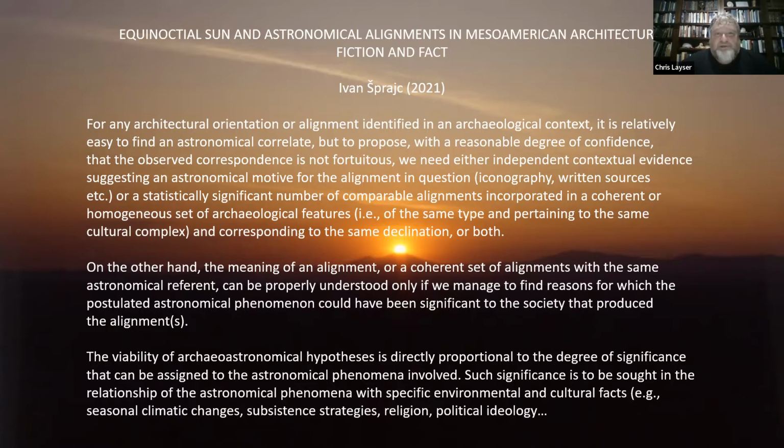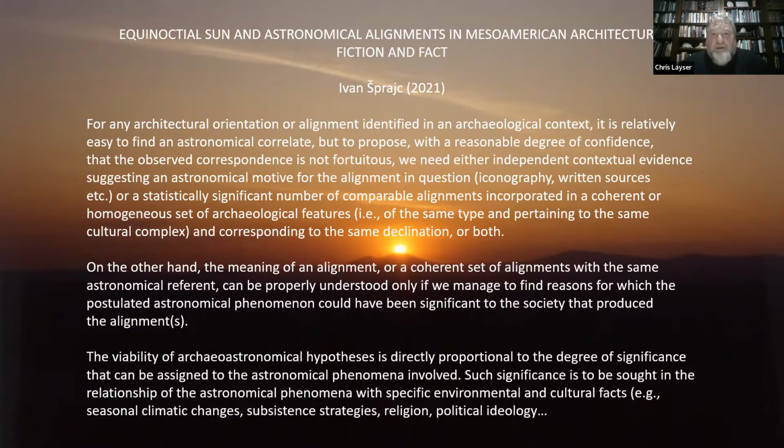For any architectural orientation or alignment identified in an archaeological context, it is relatively easy to find an astronomical correlate, but to propose with a reasonable degree of confidence that the observed correspondence is not fortuitous, we need either independent contextual evidence suggesting an astronomical motive for the alignment in question, iconography, written sources, etc., or a statistically significant number of comparable alignments incorporated into a coherent or homogeneous set of archaeological features, of the same type and pertaining to the same cultural complex, corresponding to the same declination, or both. So unbelievably, that is one sentence. I got through it, and there's a lot of stuff in there.